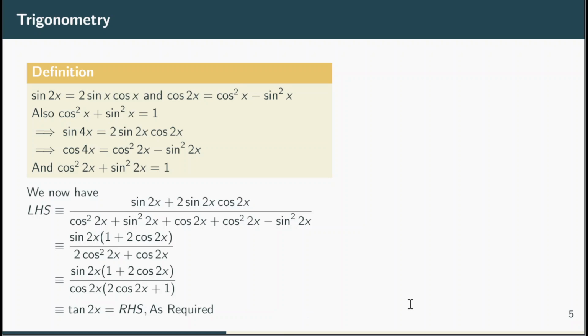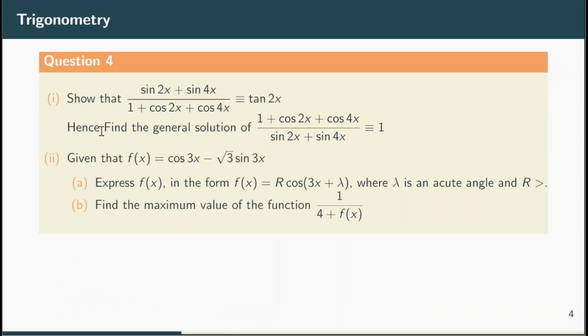So let us move on now to the other part of the question. And the other part of the question is this. We have been asked to hence find the general solution of this expression equals 1. And when you see hence on a question, it's telling us to use the idea that we obtained from the previous part and then solve the next one. So we have shown that this left hand side is equal to the right hand side, and hence let's solve this equation equals 1.